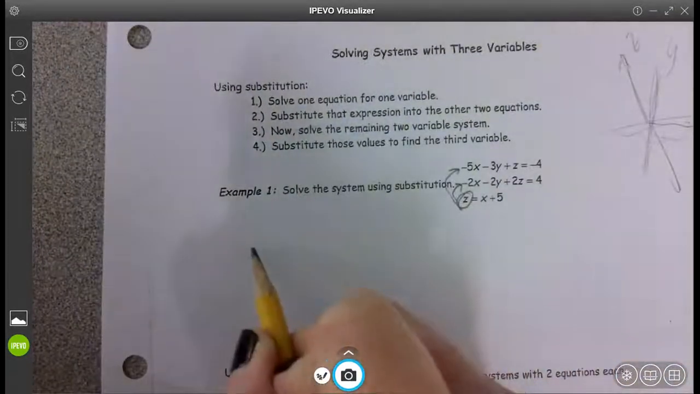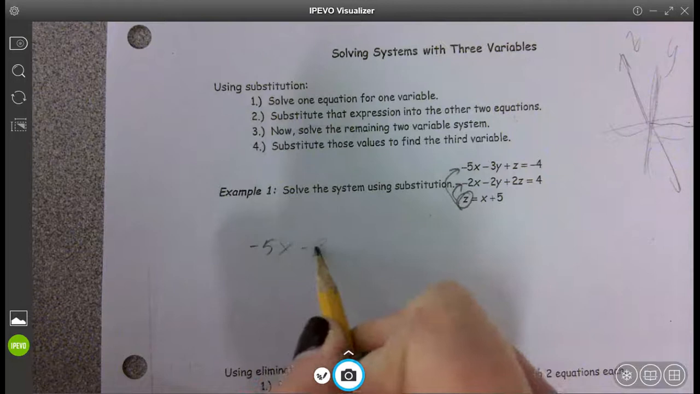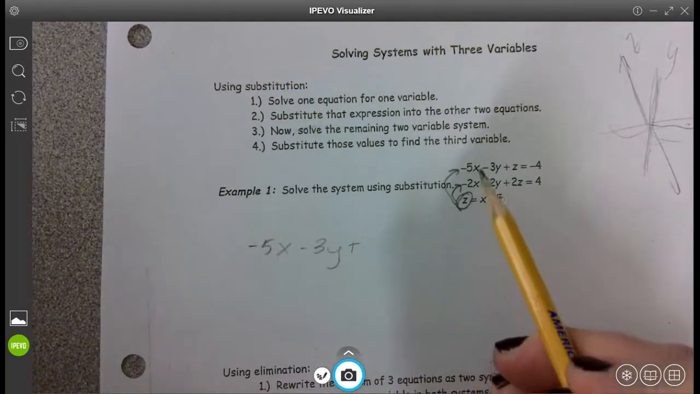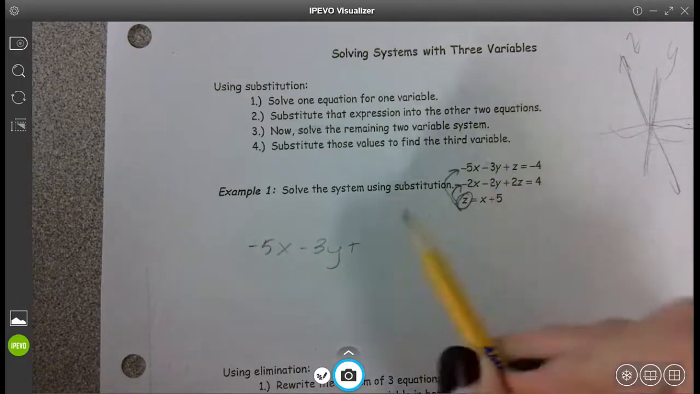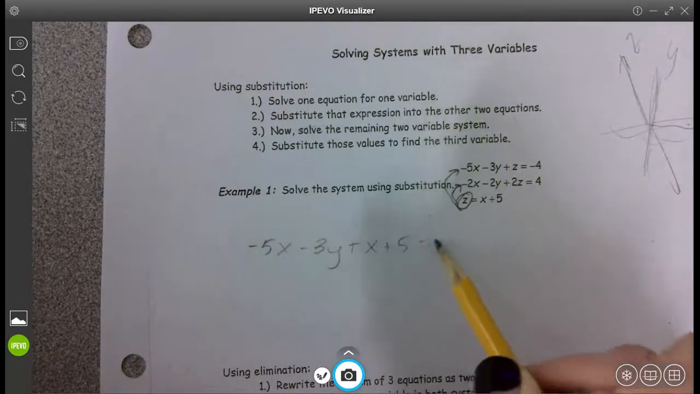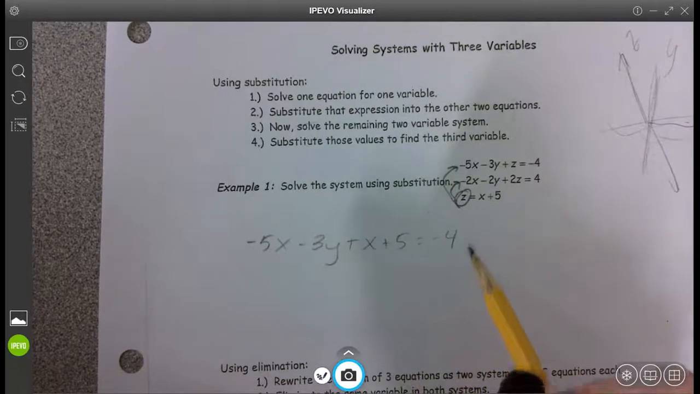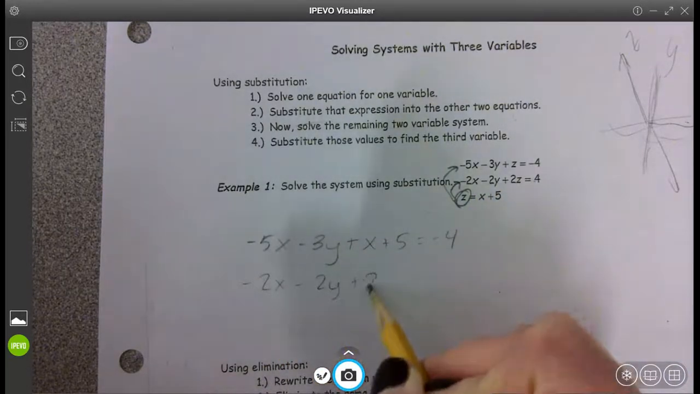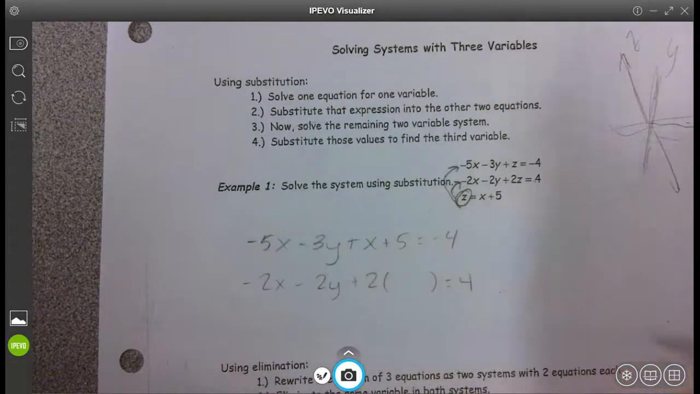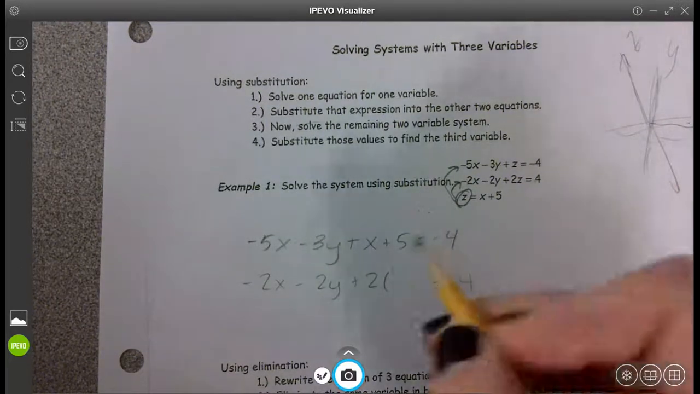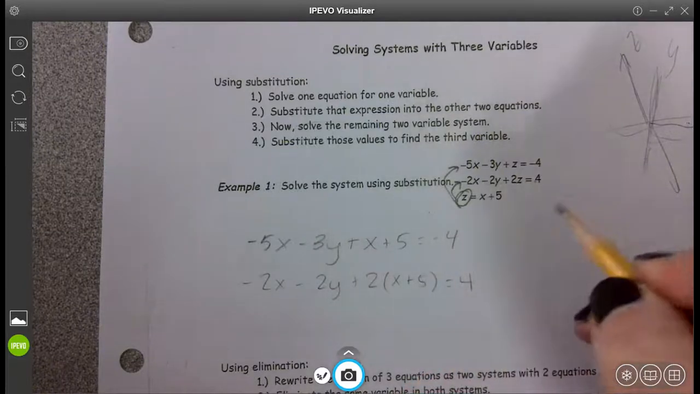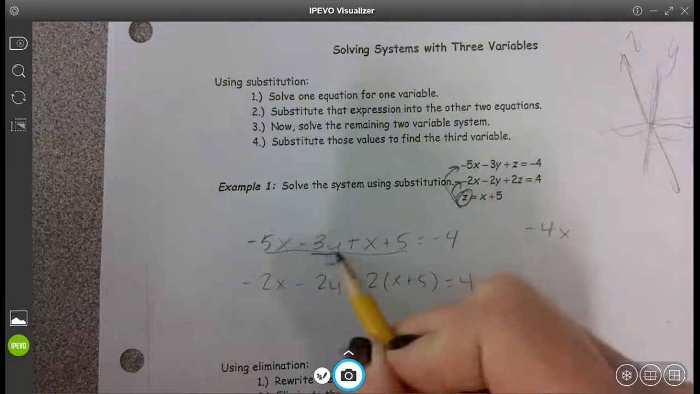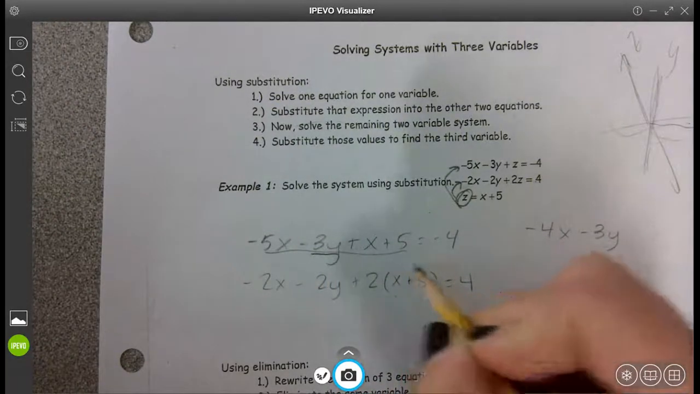When you do that, it's not going to be 5x minus 3y plus z anymore. It's going to be 5x minus 3y plus x plus 5. And just like the other one, it's not going to be 2x minus 2y plus 2z anymore equals 4. You're going to replace that z with an x plus 5. So when we clean it up, we're going to get negative 4x. We're going to get negative 3y. We're going to move 5 to the other side.